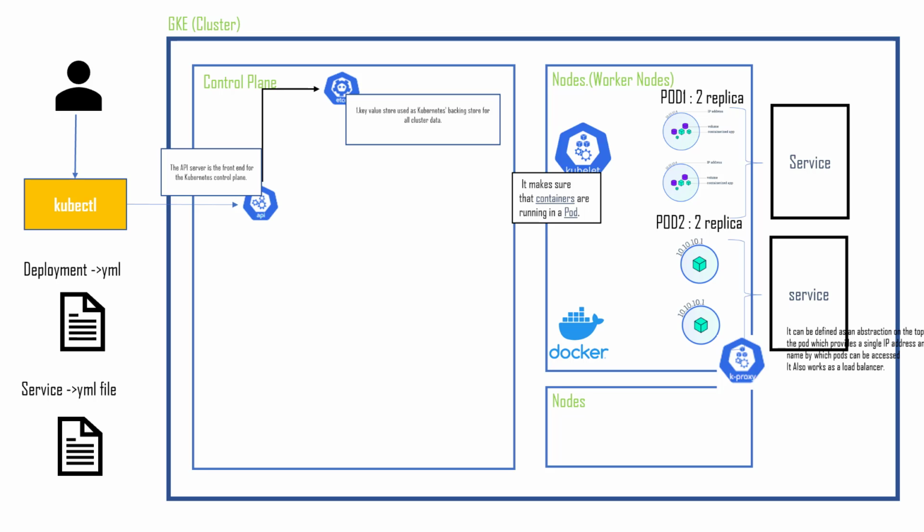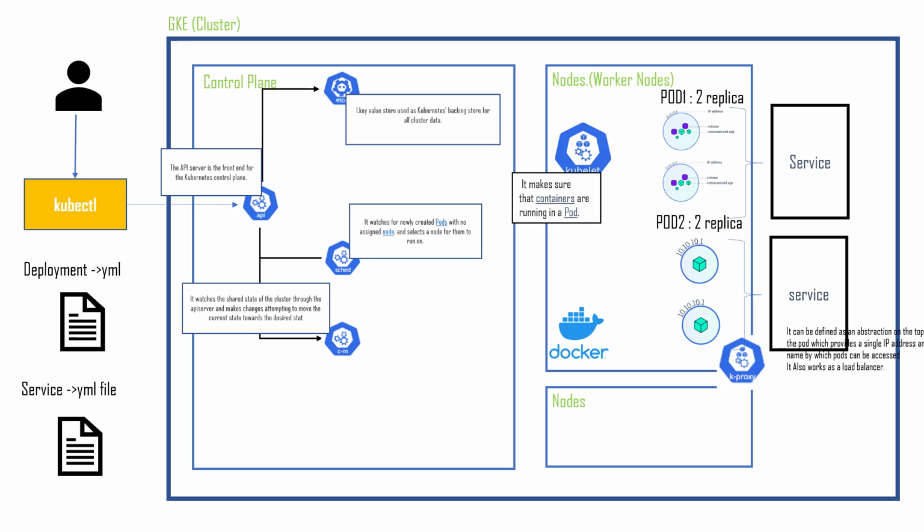The etcd is basically a distributed key-value store, and it consists of all the state changes that have happened in the Kubernetes cluster. So all the state changes are recorded in the etcd. So it is very important that the etcd is always up to date. Then there is the scheduler. The scheduler watches for new pods that get created and assigns nodes to these newly created pods based on resource availability.